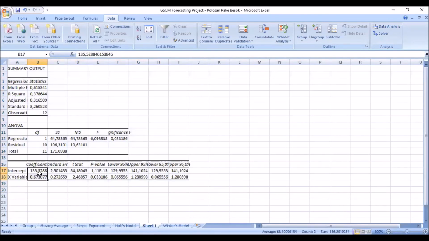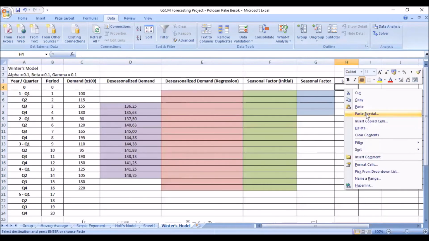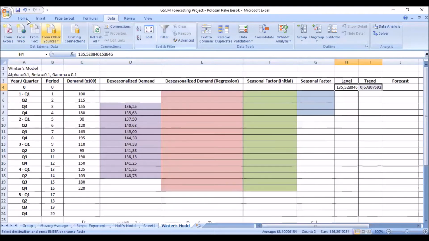The intercept coefficient is the initial level, and the x variable coefficient is the initial trend. And now we just need to copy it, and don't forget to paste special on the level and trend. And don't forget to click transpose.